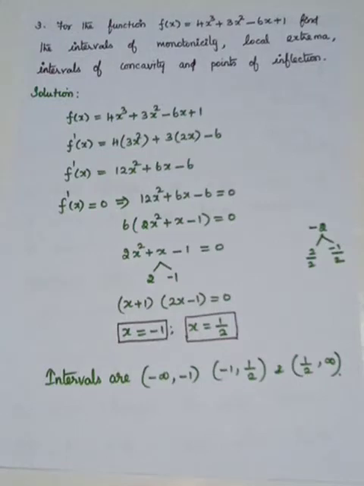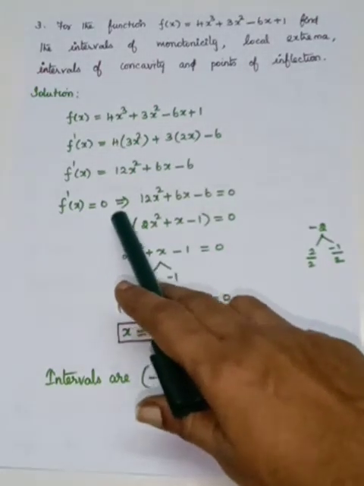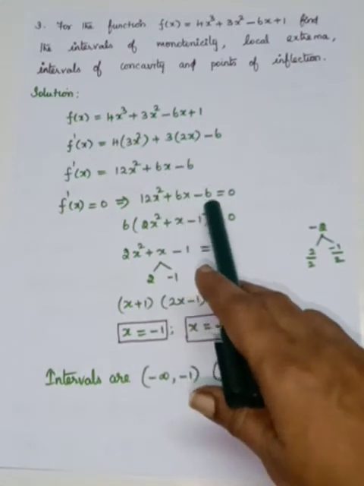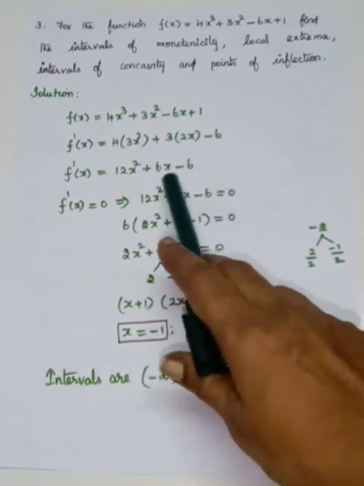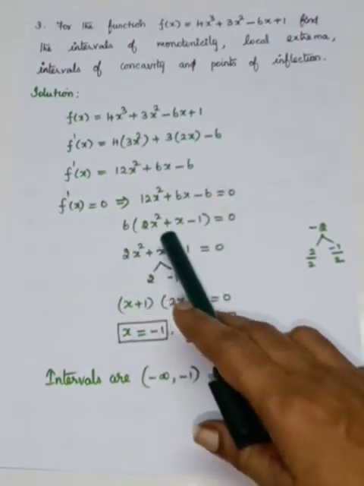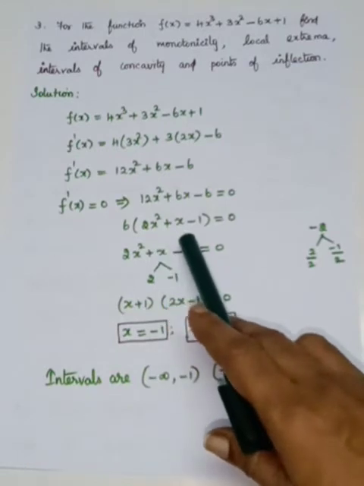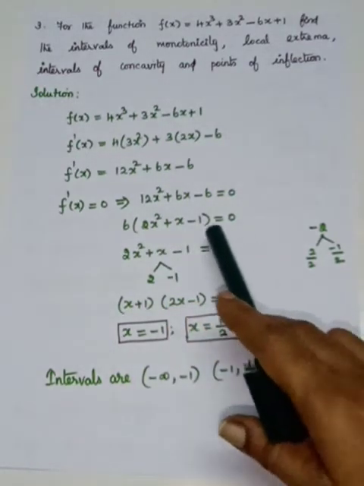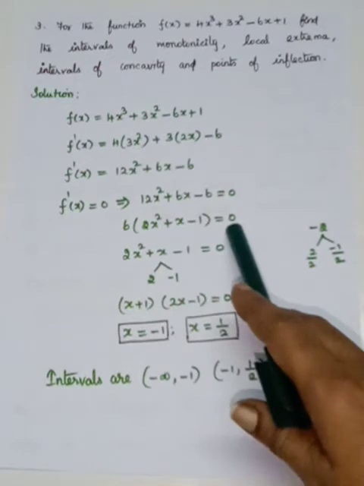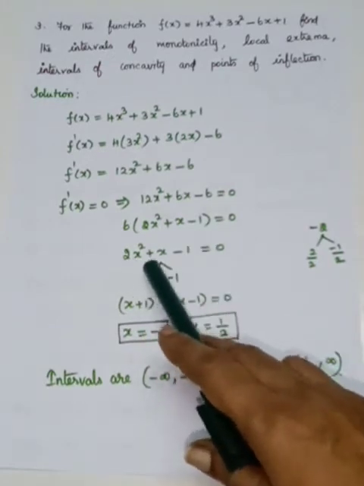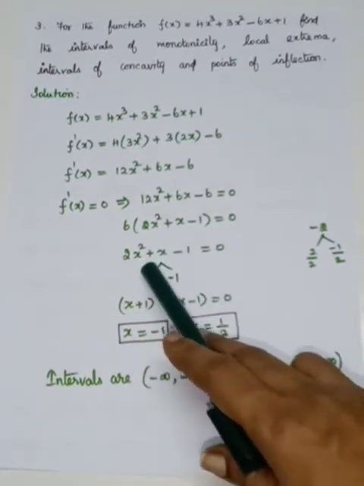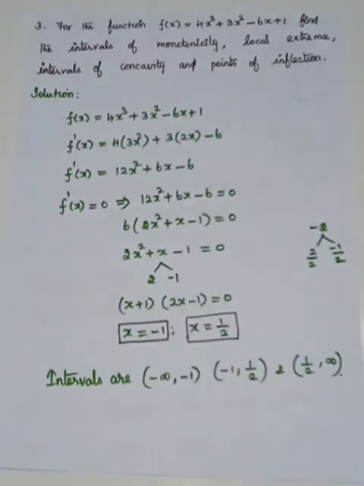So what's the next step? It is the intervals of monotonicity, so we have to deal only with the first derivative. First derivative equal to 0. That is 12x squared plus 6x minus 6 is equal to 0. From that, what is common? 6 is common. So it is 2x squared plus x minus 1 is equal to 0. When you take 6 to the other side, it becomes 0. So you are getting a quadratic equation. This quadratic equation has to be factorized.